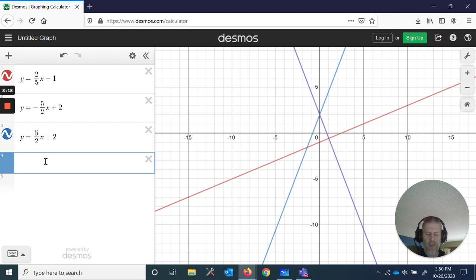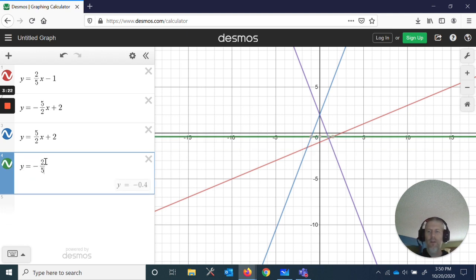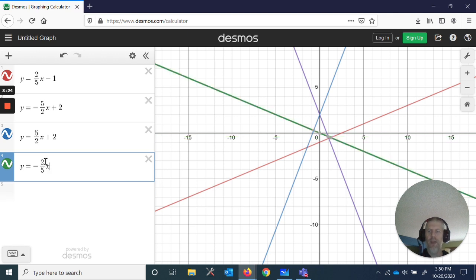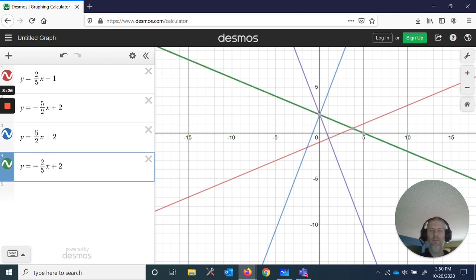And let's look at the other example where we do just the opposite. So we'll do -2/5, and we get green this time, x. Let's do plus 2 also. Got lots of lines crossed at plus 2 here. So you'll see with the green and the red.